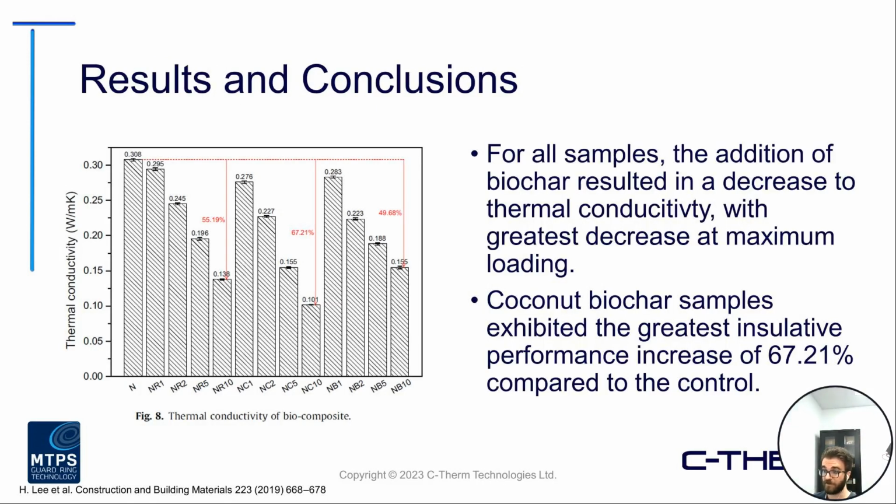Ultimately, from their investigation, from thermal conductivity measurements, they were able to see that compared to the control sample, all the materials that included a biochar component did result in a net decrease to the thermal conductivity, with the greatest decrease at the maximum loading level. Comparing the three different bio sources investigated, the coconut biochar samples exhibited the greatest insulative performance increase of about 67.21% compared to that control.